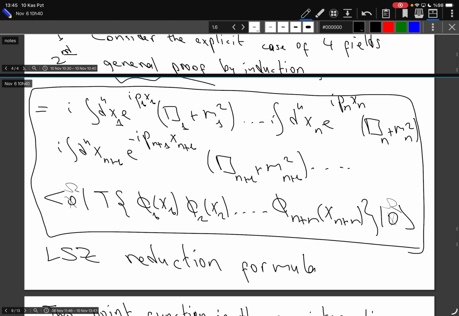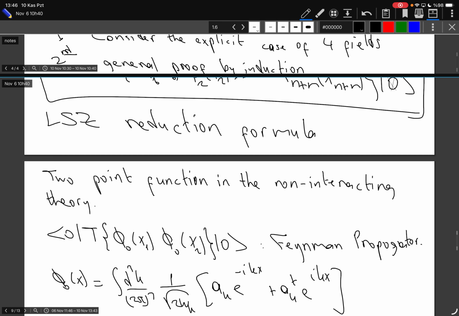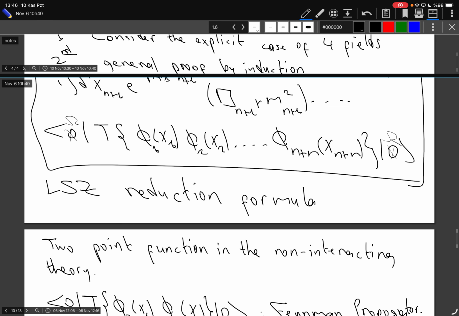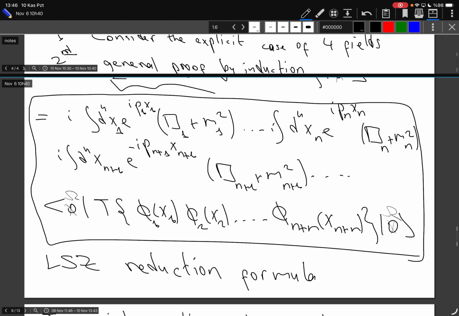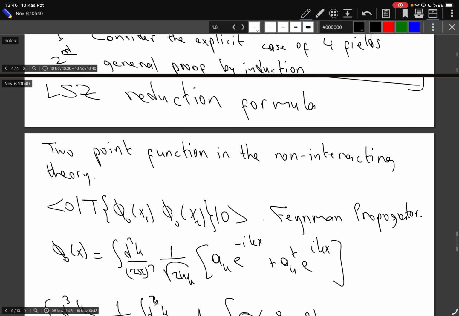The LSZ reduction formula is our first step in that simplification of the computation. Then we looked at the two-point function in a non-interacting theory as an example. Here we have the LSZ reduction formula in general for an n-point function. Whatever n is, you just have the product of n functions. So here we have just two functions, and this is a non-interacting theory. That is why I have all those zeros.